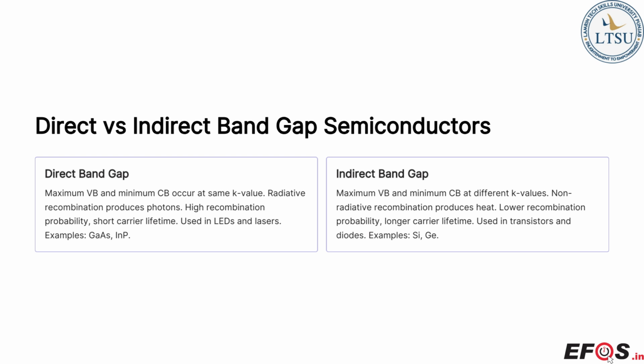Indirect band gap. The Vb maximum and Cb minimum occur at different momentum values. Recombination here is non-radiative, typically producing heat instead of light. They have a lower recombination probability and are used in most logic and switching devices such as transistors and diodes. Silicon, Si, and germanium, Ge, are the best known examples.